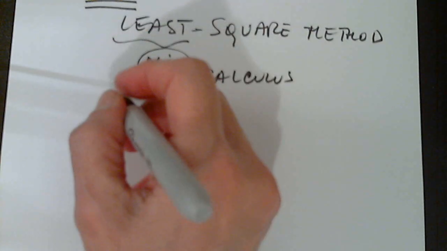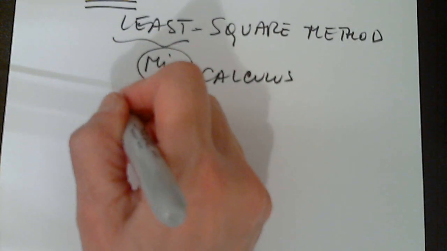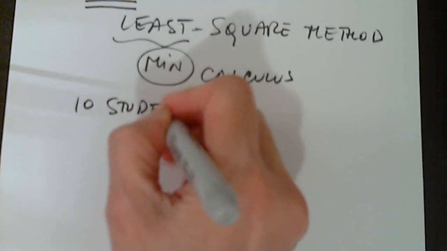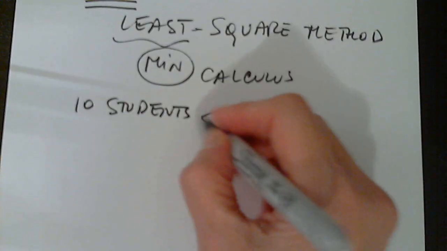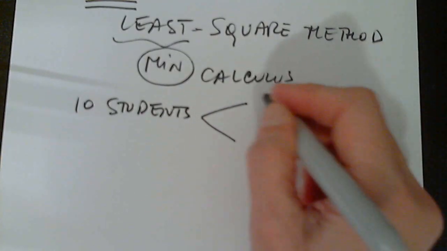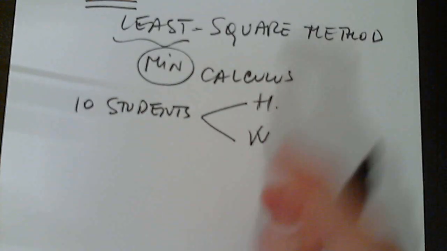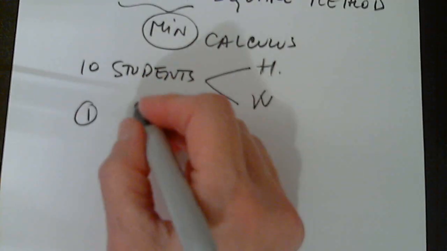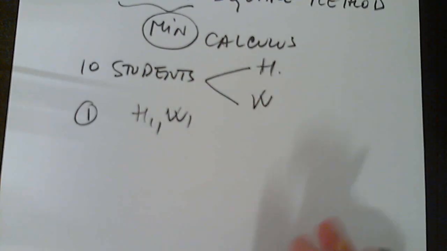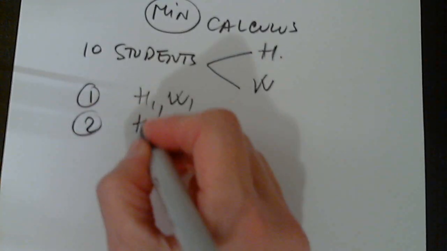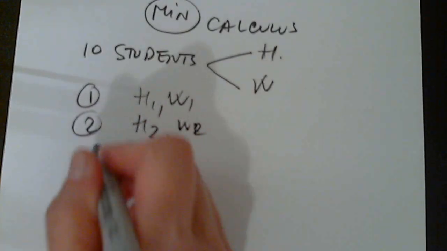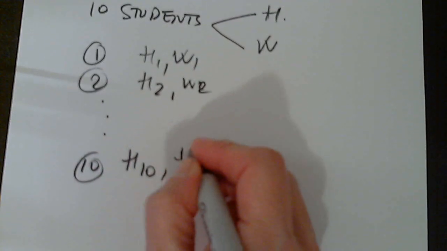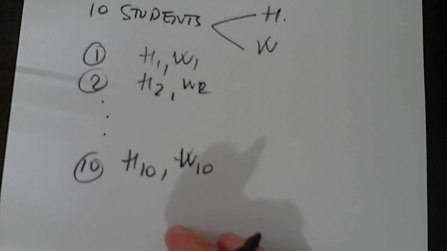So let's suppose the following example. I have, let's say, 10 students, and I collect on each and every student height and weight. This is an ordered pair. So on student 1, I have H1, W1. On student 2, I have H2, W2. And on 10, I have H10 and W10.